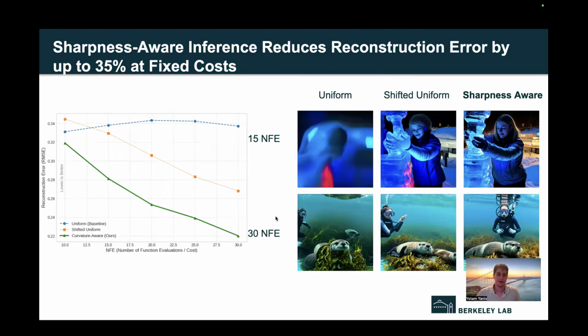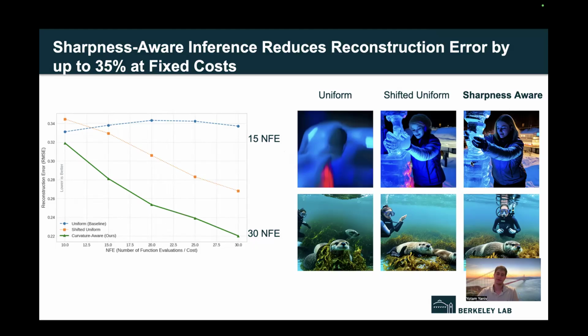And what we learn is that we are actually able to outperform both the uniform, which is the default integration scheme where we take the time 0 to 1 and we chop it up evenly, and the shifted uniform, which is a heuristic-based method. So our approach is data-driven, and we outperform existing methods both when looking at the images themselves.